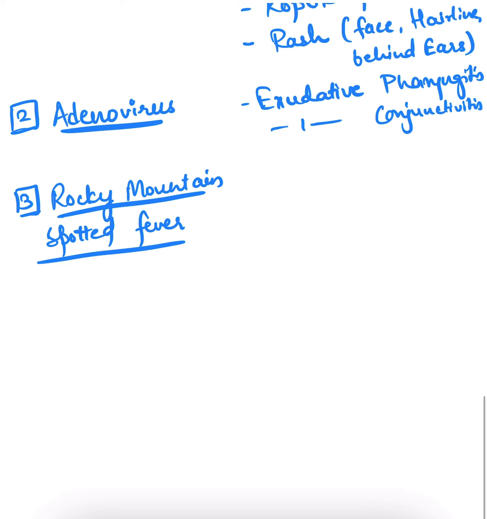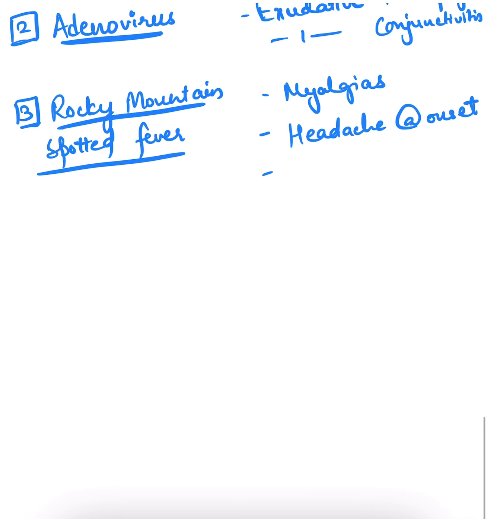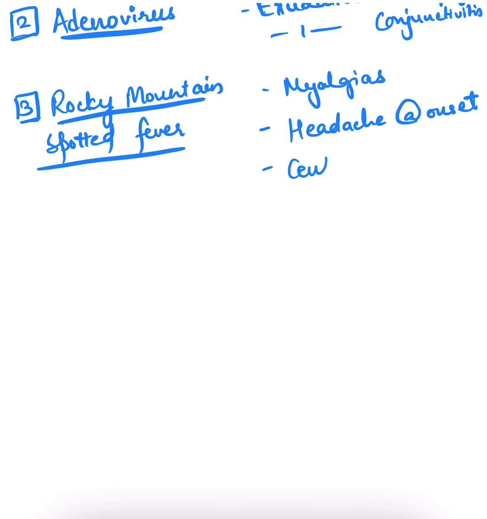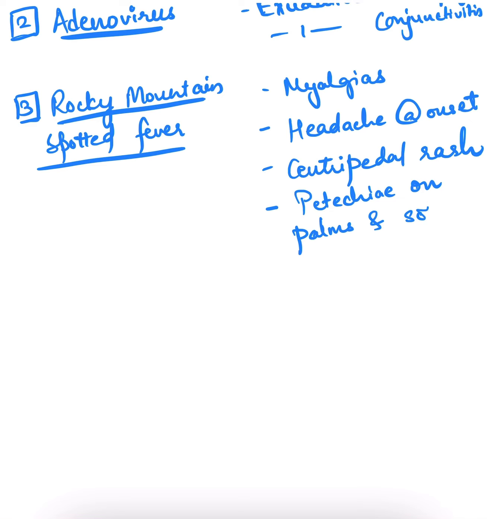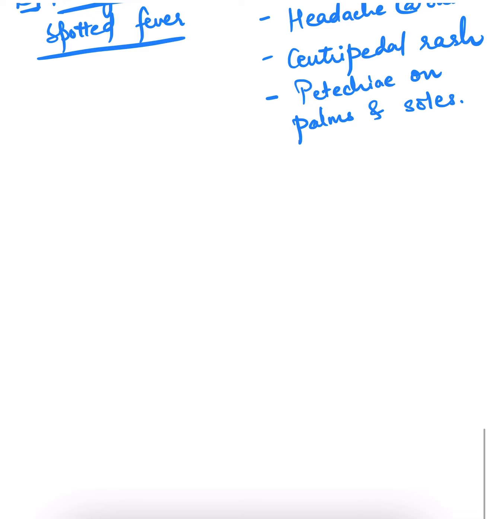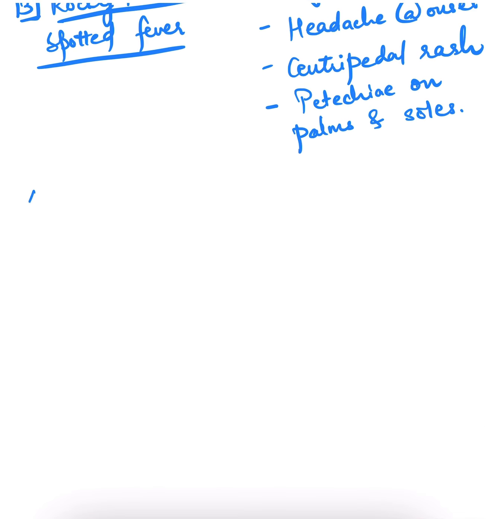Okay, so here in Rocky Mountain spotted fever patient, myalgias are seen, then there's headache at onset, then there is centripetal rash, and there is petechiae on palms and soles. Okay, so again this is very different from Kawasaki disease.